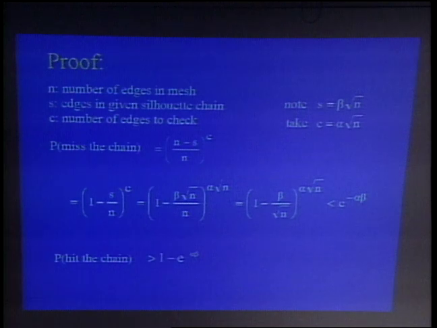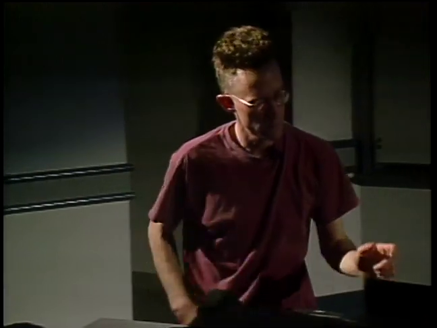So we can just rephrase this. That was the probability of missing. So the probability of hitting the chain is always greater than this fixed constant amount. And that's the proof. So we maintain a probability of at least a fixed amount by checking order square root of n edges.